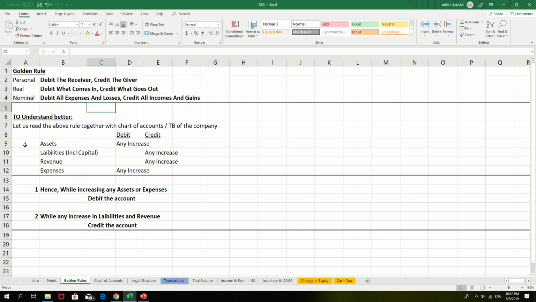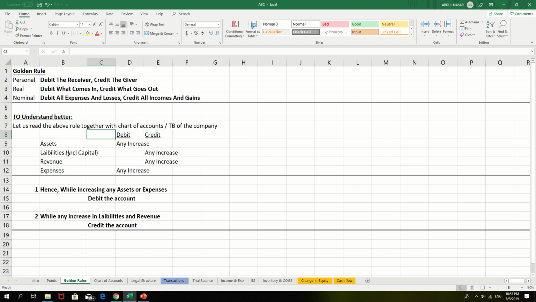But to understand this better, let us read the above rules together with the chart of accounts or trial balance of the company. We are not in a class, we are not in our college, we are now working professionals. Even if you are a student now, think like you are working, and how practically you can perform the accounting of a firm.